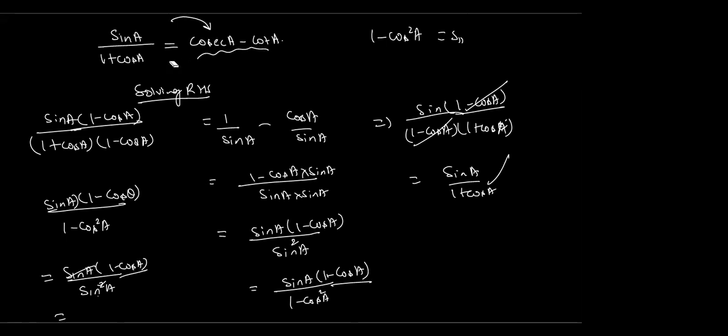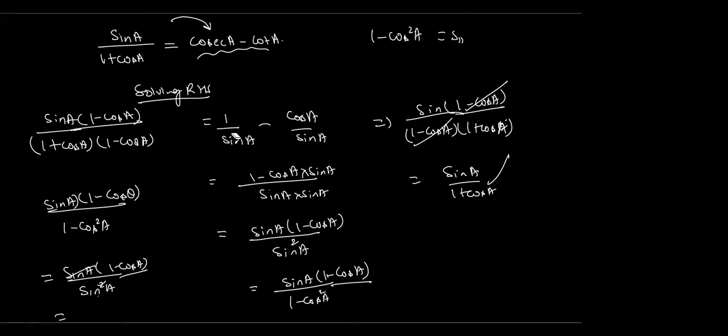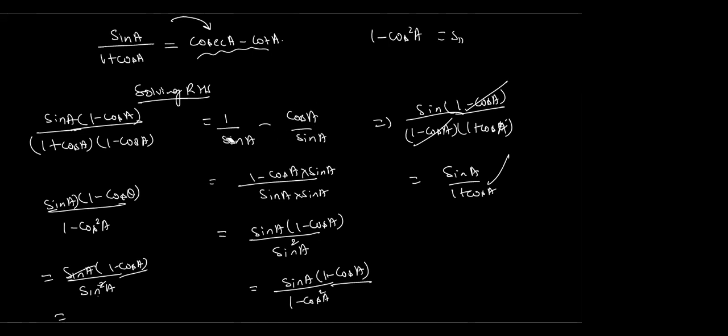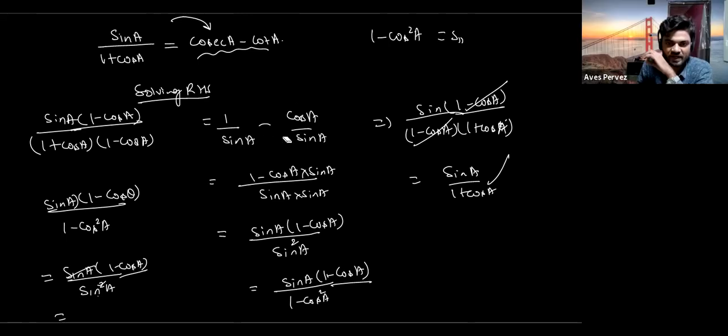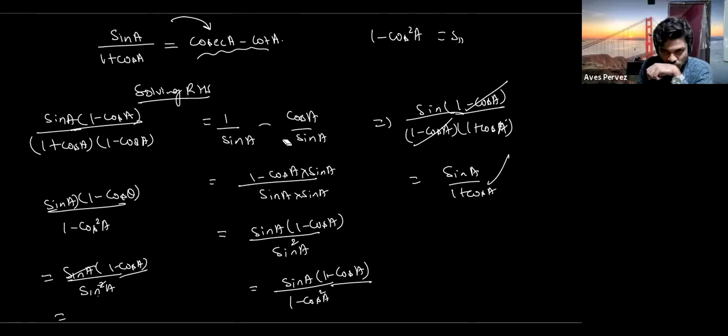So you can write here 1 upon sine a. Means cosec a can be written as 1 upon sine a. And similarly, the cot a can be written as cos a upon sine a. So you will take sine a as the LCM. When you take sine a as the LCM, you can write it this way: 1 minus cos a upon sine a.